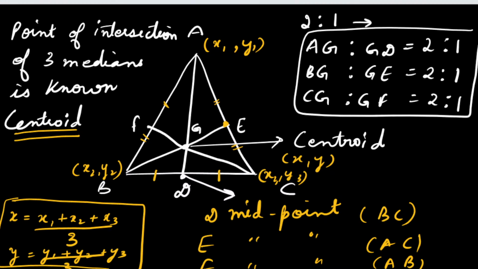So the centroid divides the median in the ratio 2 is to 1. This ratio also you should know. Once again I'll repeat, the centroid divides the median in the ratio 2 is to 1. So these things you should know, for MCQs or for other questions also this might be asked. Okay, so let's do questions now.